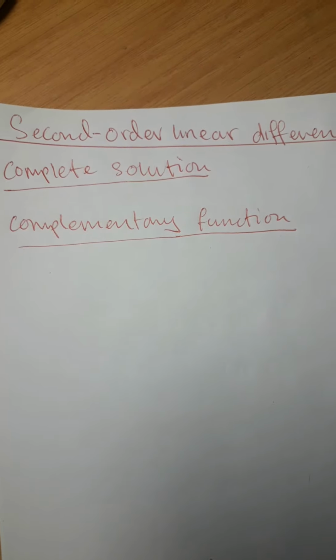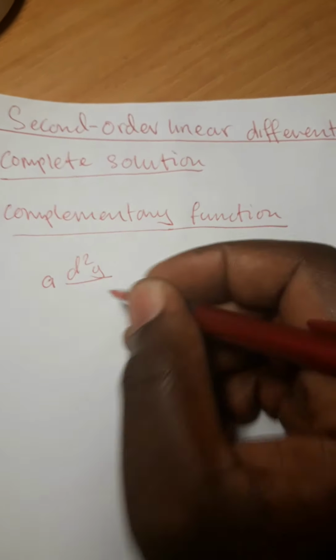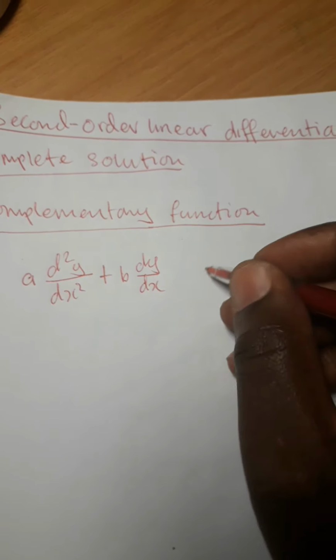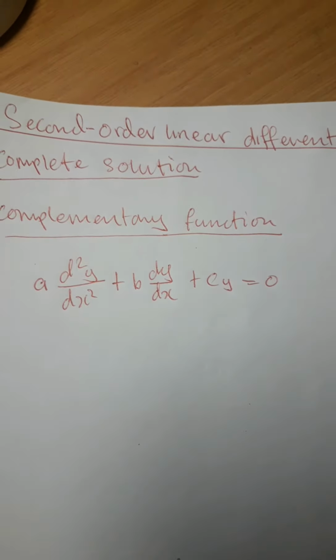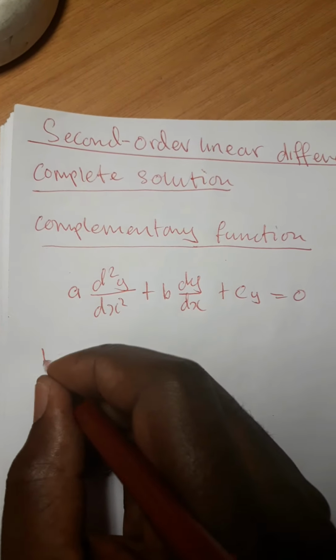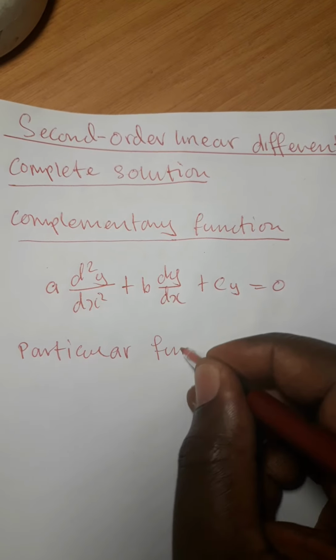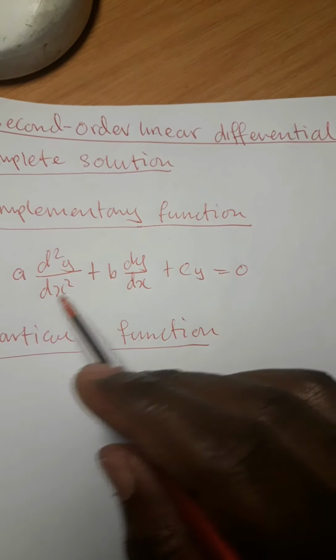In order to obtain the complementary function, we have to solve the equation a d square y all over dx square plus b dy all over dx plus cy equals 0. As we go, we are going to understand this better. Then we have the particular function, which is obtained by substituting into this equation.